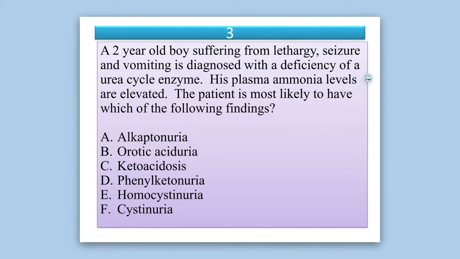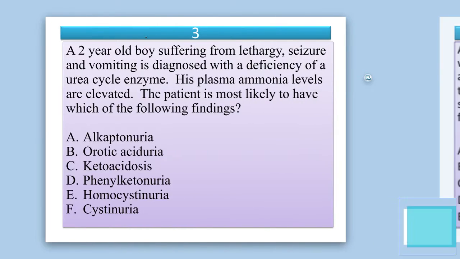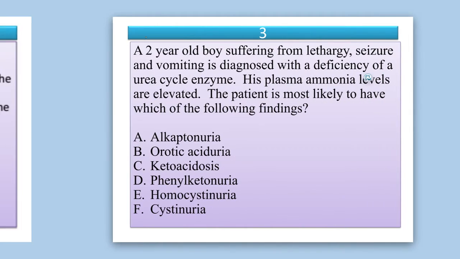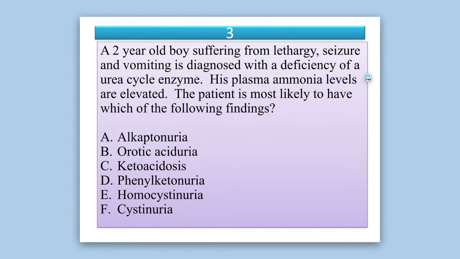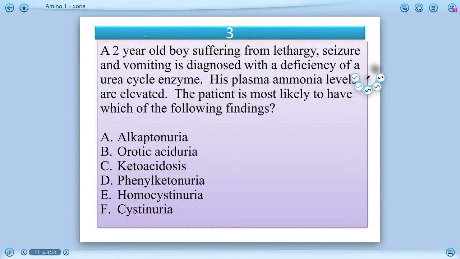A 2-year-old boy suffering from lethargy, seizures, and vomiting is diagnosed with deficiency of a urea cycle enzyme. Alkaptonuria is homogentisic acid oxidase enzyme deficiency, which is not a urea cycle enzyme anyway. So that's clear cut. So this is not a urea cycle enzyme.